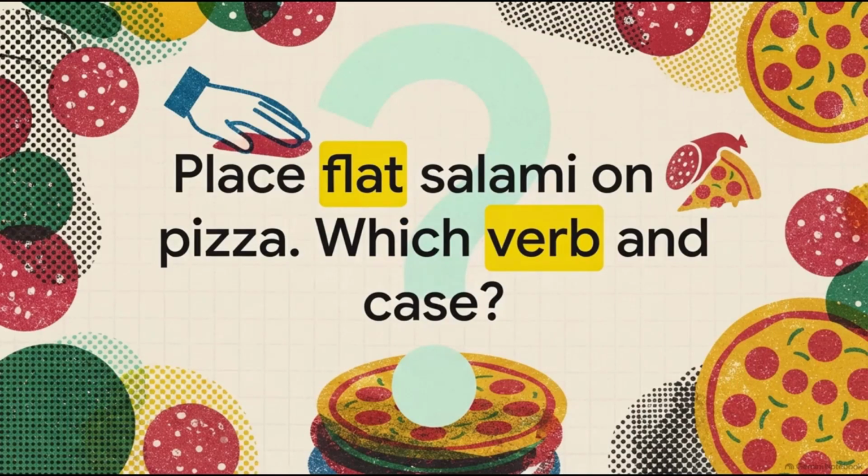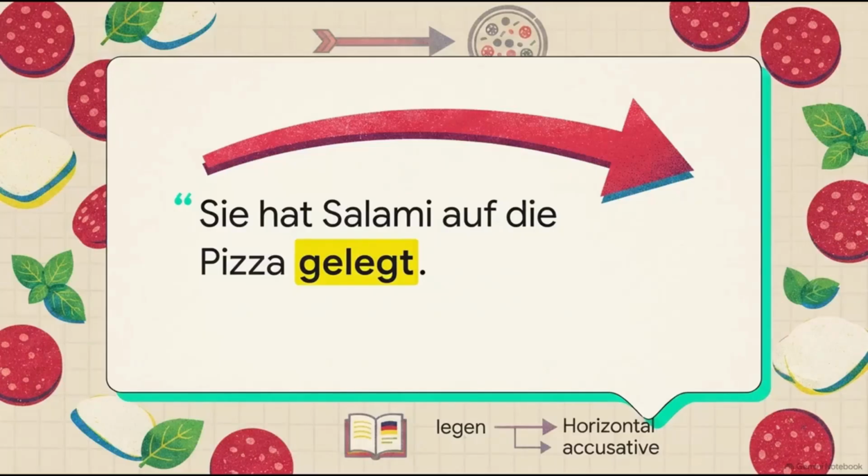She places flat slices of salami onto a pizza. Actually, let's do this one in the past tense, just to challenge ourselves a bit. It's a classic action scenario, placing something flat and horizontal onto a surface. What's the sentence? Great job!